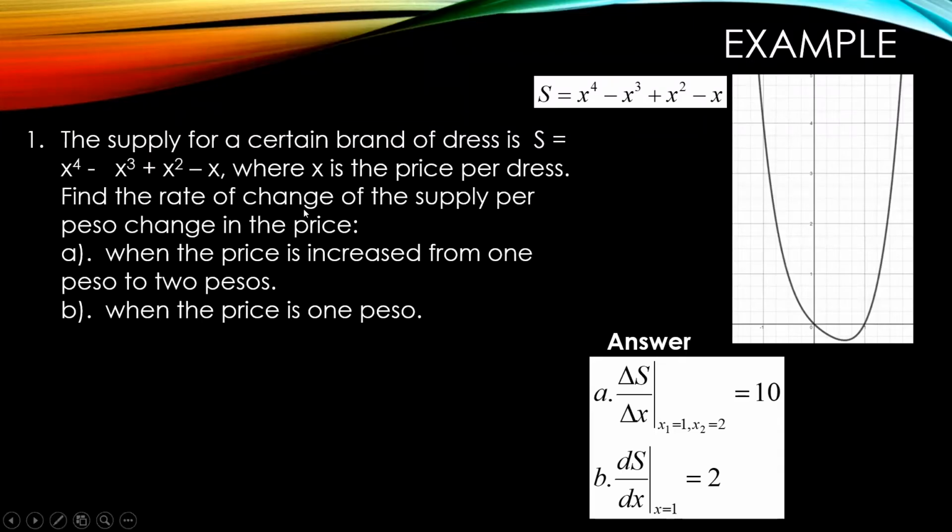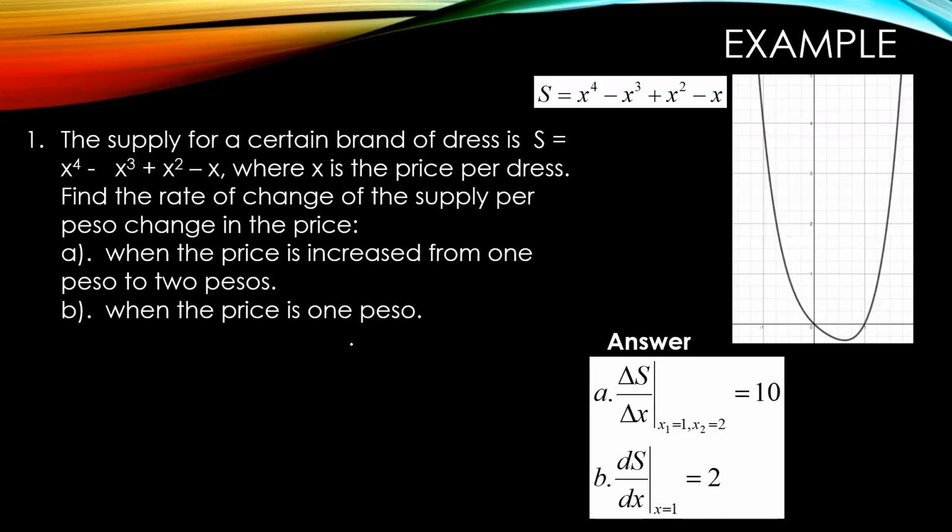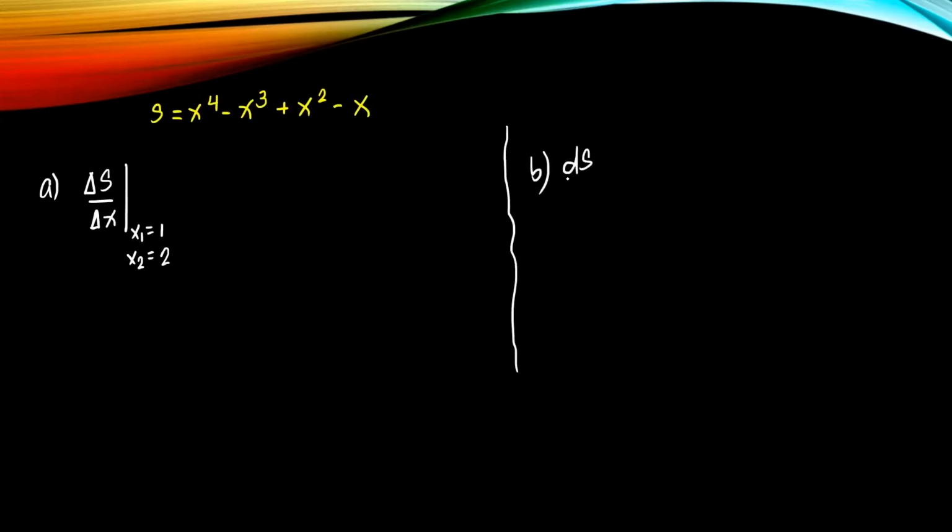You can see here, rate of change, right? Rate of supply per peso change. But then you can see here from 1 peso to 2 pesos, there are two amounts. So since there are two amounts, I can say that for letter A, you're basically asked to solve for the rate of S, change in S per change in peso, when the peso goes from 1 peso to 2 pesos. So it's a big change. It's a measurable change. Whereas for letter B, you're basically asked when the price is 1 peso, only at that instant. So this one is ds over dx when x is equal to 1.